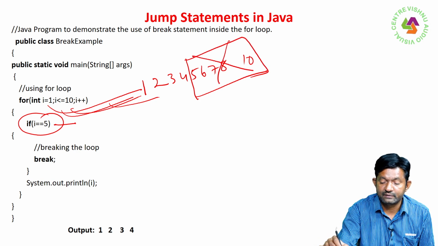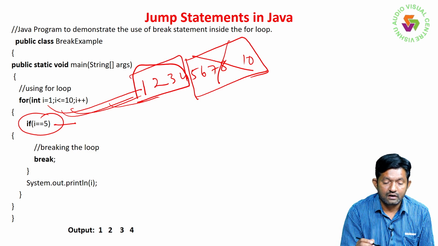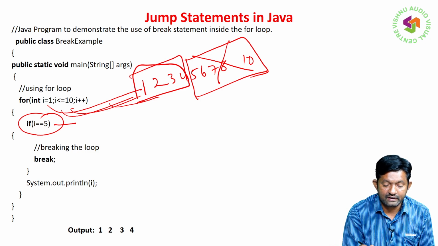These values will not be printed. Up to this only printed. That is, a break statement stops the current flow of execution. The program stops once the condition is true. Remaining values will not be printed.